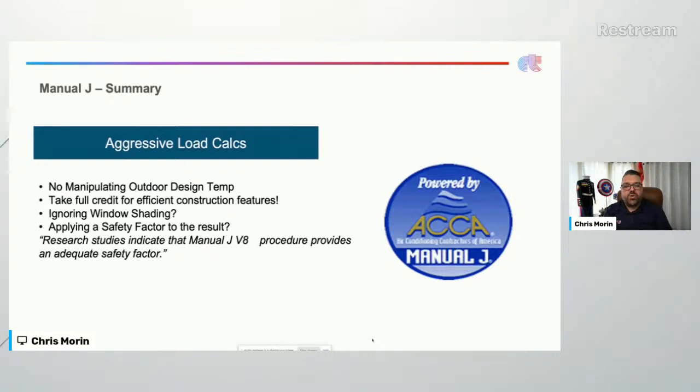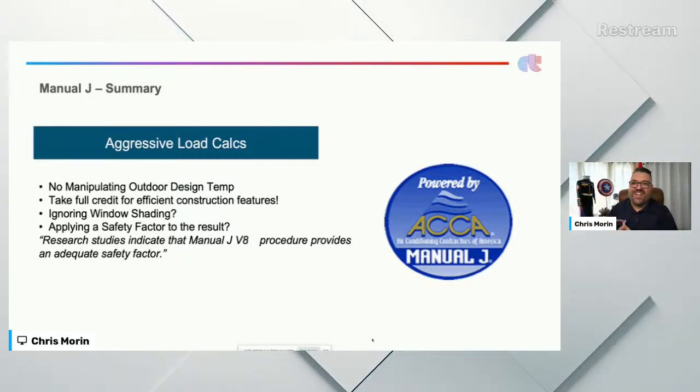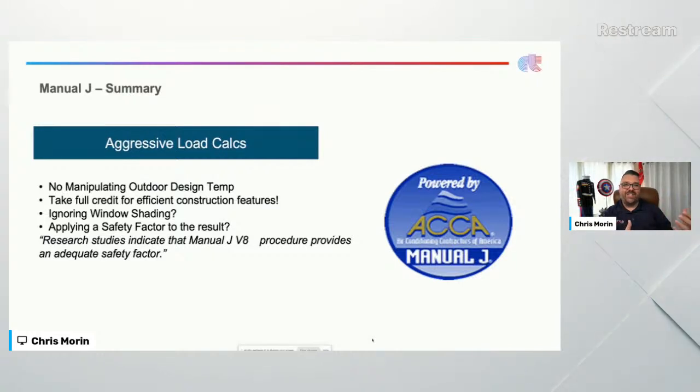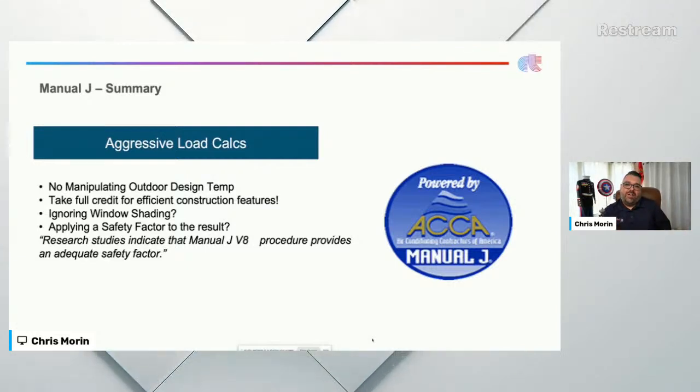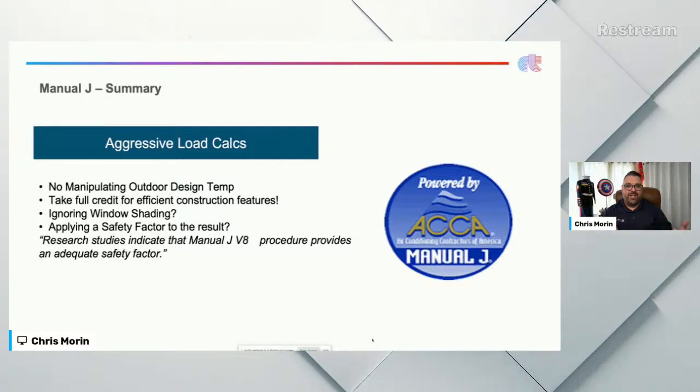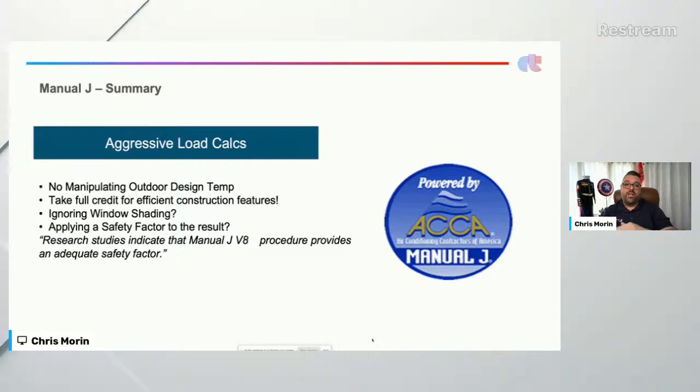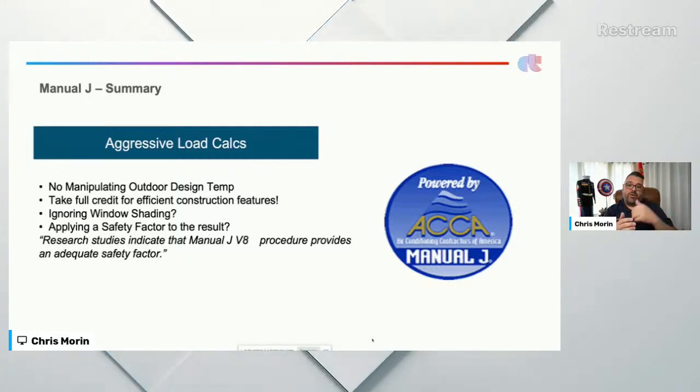Then make sure you take full credit for efficient construction features like shading over windows and, you know, actual shades in the office, right? However, when you do your site survey, if the house is actually being lived in, that's what you should be including in your calculation. Don't ignore window shading if it's not there, if no one's living there, right? Keep in mind, when somebody moves in and you can look through the window and see the neighbors, they're going to put shades up. If you don't know what it's going to be, then there's a standard in Manual J. It's medium blinds, half drawn at a 45-degree angle, right?